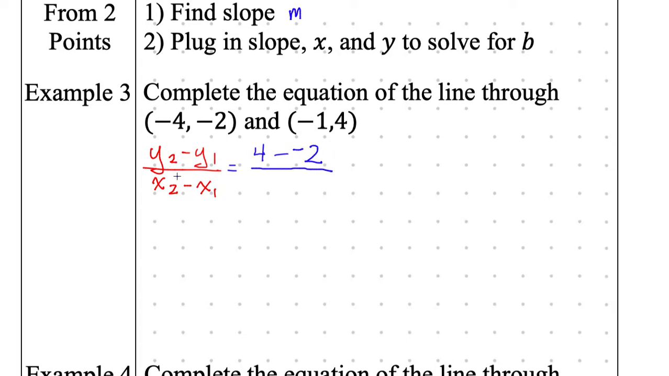All of this is going to be divided by x2, the x of the second point, which is -1, and I'm going to subtract the x-coordinate of the first point, which is -4, so -1 minus -4. Notice that whenever you have negatives that are touching each other, they become positive. So my slope here is 4 plus 2, which is 6, over -1 plus 4, which is 3, and this all reduces to 2. 6 divided by 3 is just 2. Again, you could have divided the top and bottom by 3 and you would have got 2 over 1, which again is still 2.